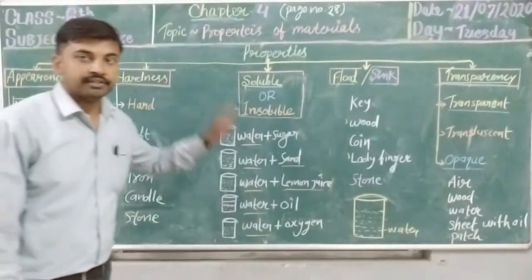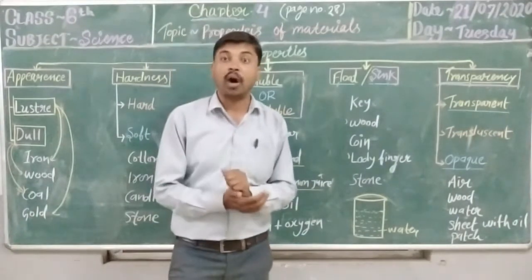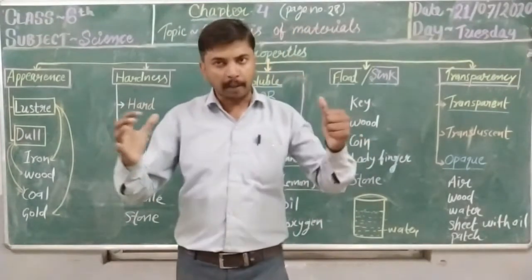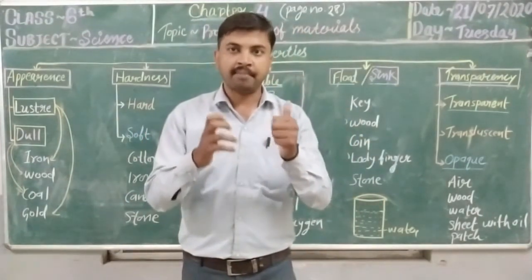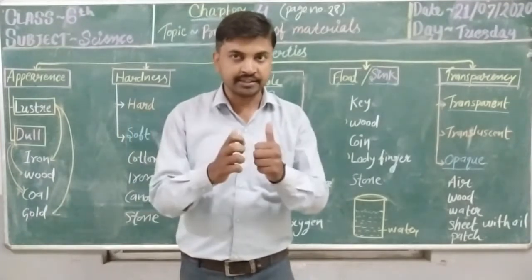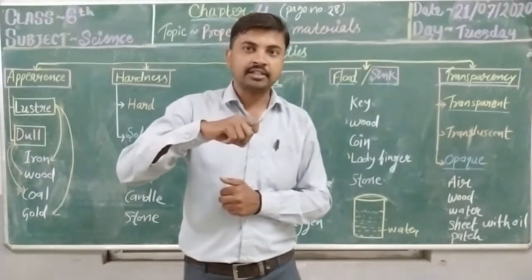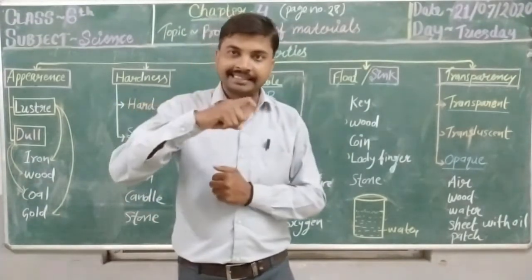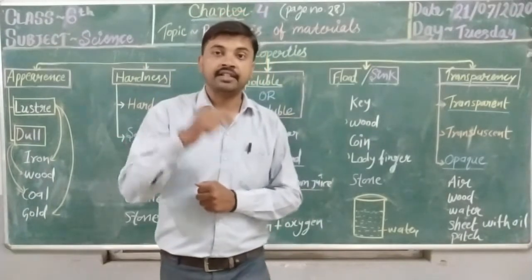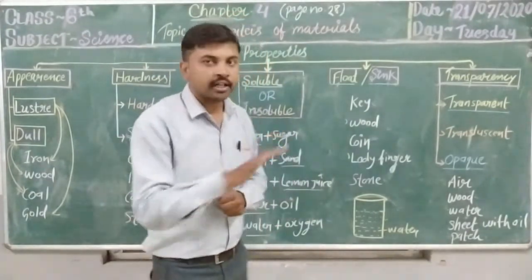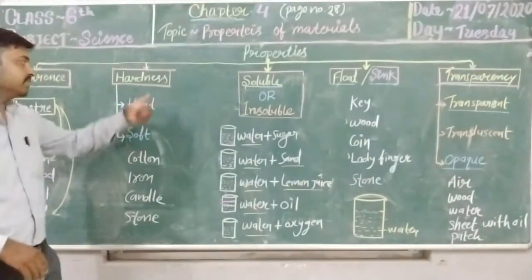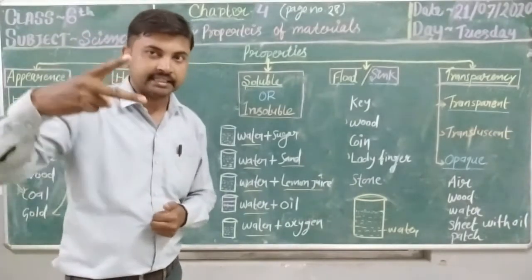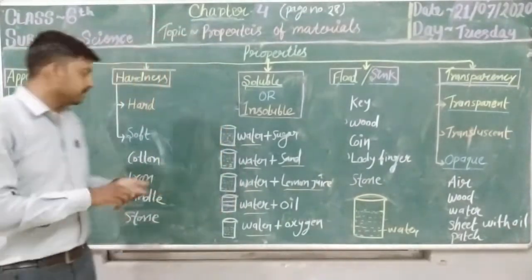Hardness is a property of substances. How can we classify substances into hard and soft? We take a substance and try to compress it by applying force, or try to scratch it with our nails. If we are able to compress or scratch the substance, it means the substance is soft. If we are not able to scratch or compress it, the substance is hard. So by this property we classify substances into two basic categories: hard and soft.